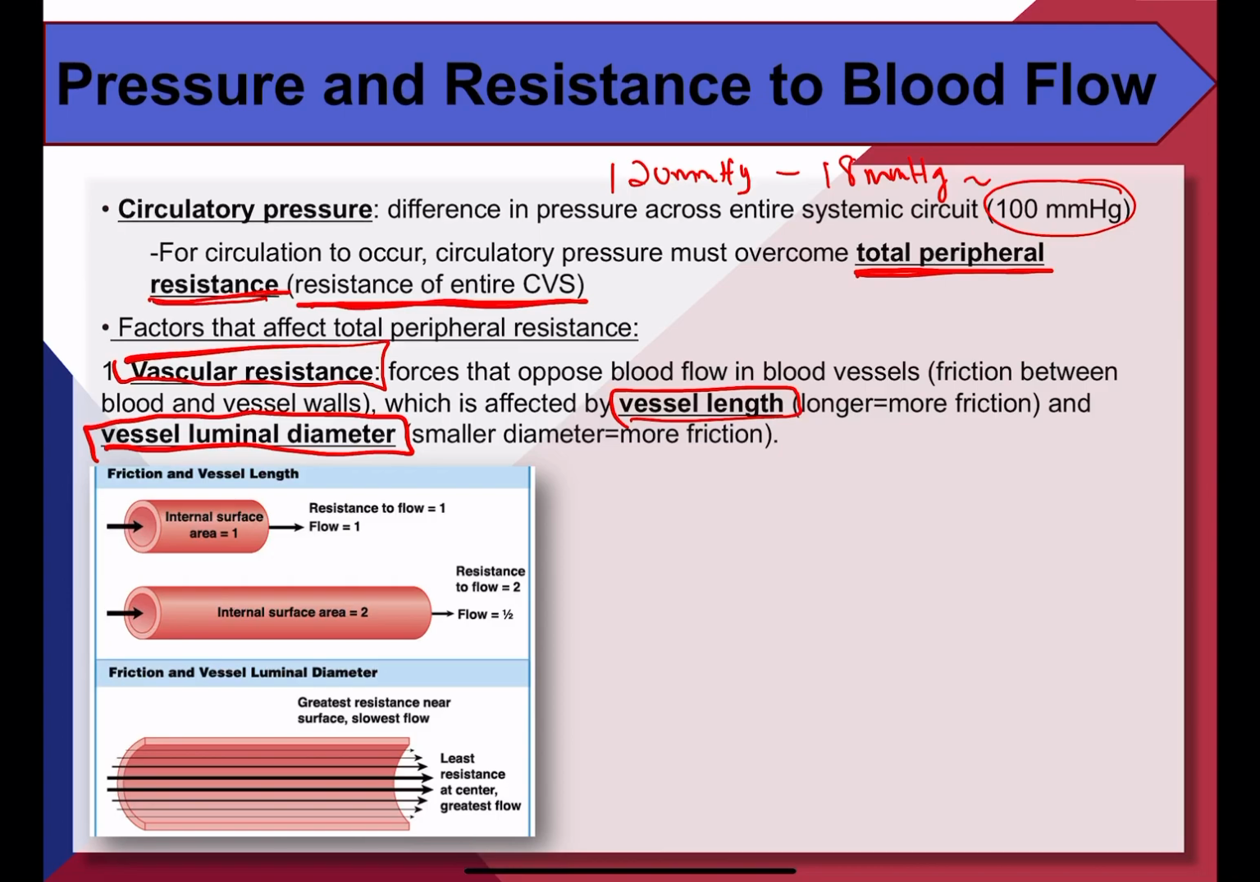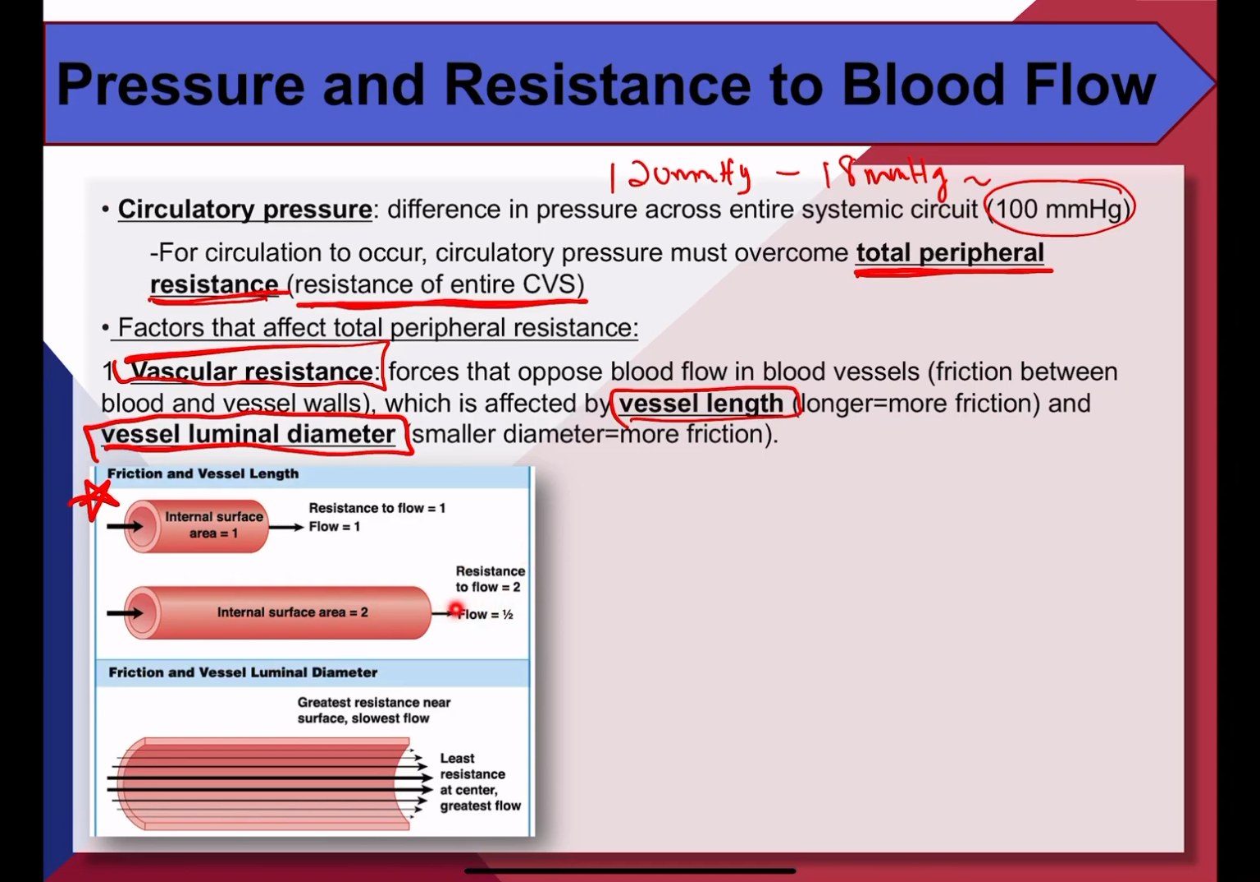The longer the blood vessel is, as represented by this image here, the more friction the blood will be exposed to, which means it will lead to a higher resistance to blood flow. So here again in this diagram, if the length of blood vessel was 1 to begin with, but if we double the length of the blood vessel to 2, for example, the surface area of the blood vessel is also doubled. And hence, the resistance of blood flow will also double.